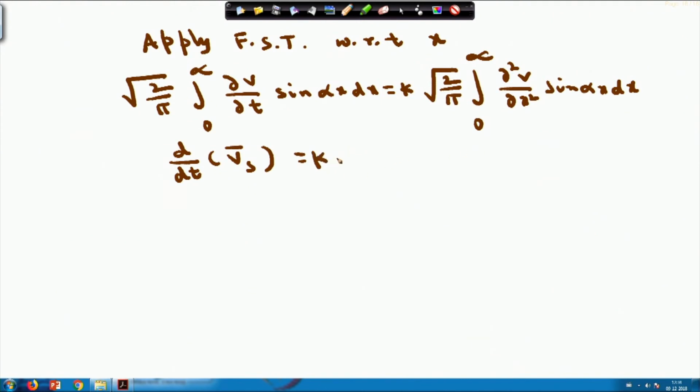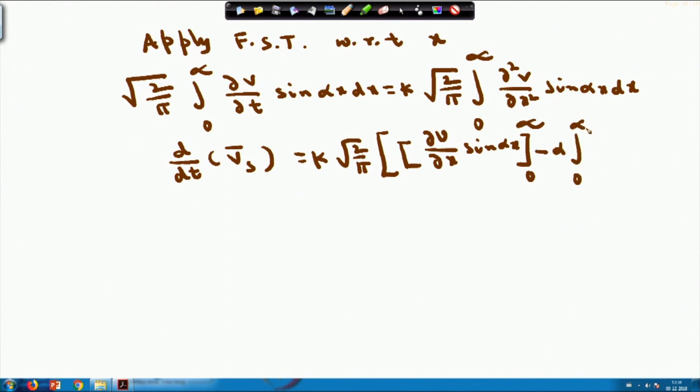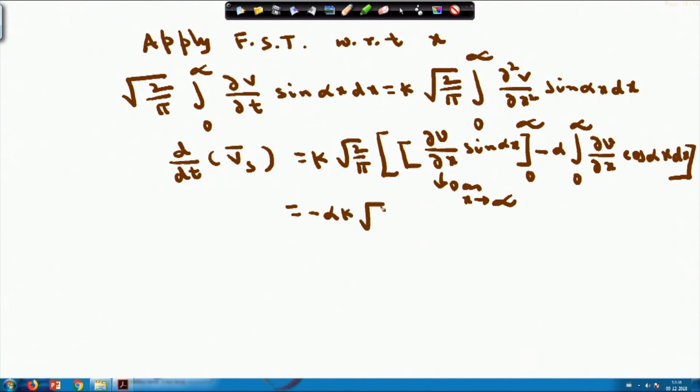And following the similar process we were doing earlier, you will get ∂v/∂x into sin(αx) from 0 to infinity, minus α into integral 0 to infinity of ∂v/∂x into cos(αx) dx. Again, this first part will vanish, because ∂v/∂x approaches 0 as x approaches infinity. So this term will vanish, and you will obtain only minus α k root over 2 by pi into integral 0 to infinity of ∂v/∂x cos(αx) dx.